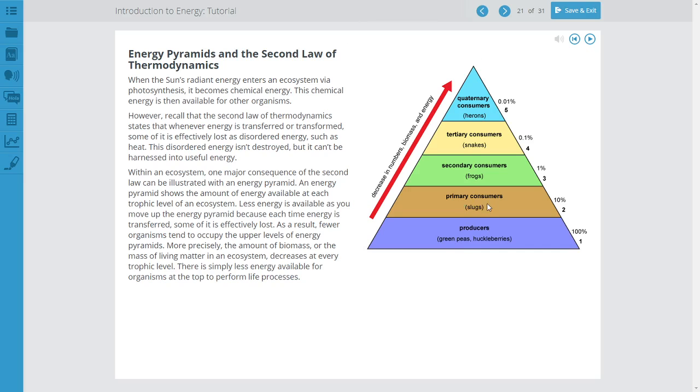Okay, the primary level needs a producer level, but it doesn't necessarily need the other levels. The secondary level needs the primary and producer levels, but it doesn't need the tertiary or the quaternary levels necessarily. But we can keep adding, because something eats the heron, and then something eats that, and something eats that, and every time we go up, this base right here has to keep getting bigger and bigger just to support that.